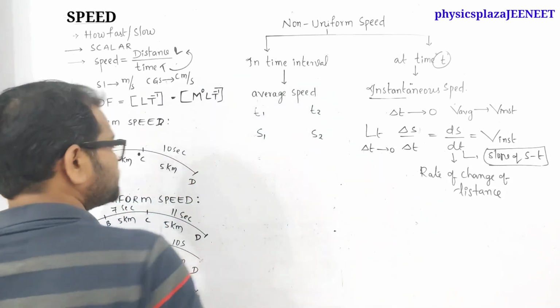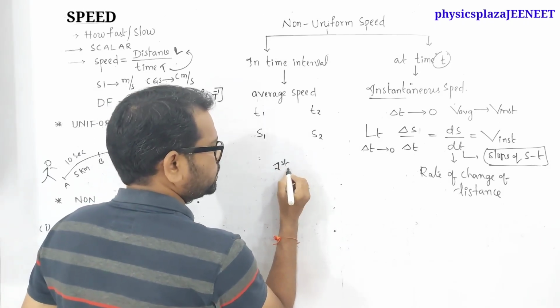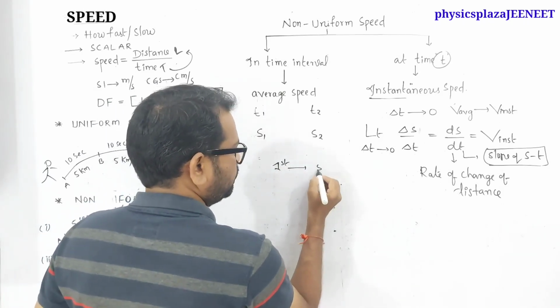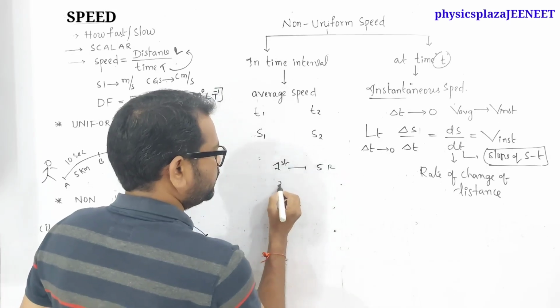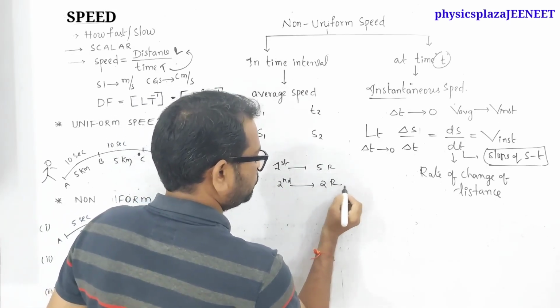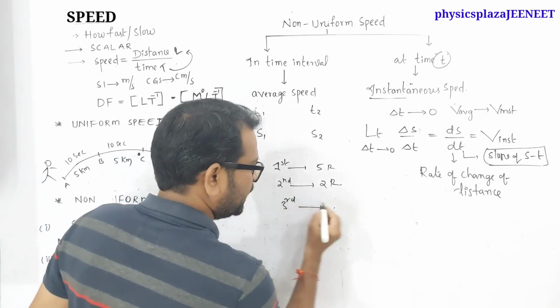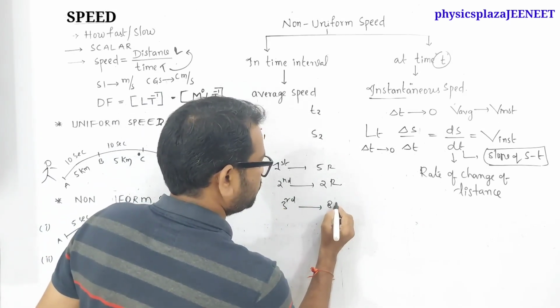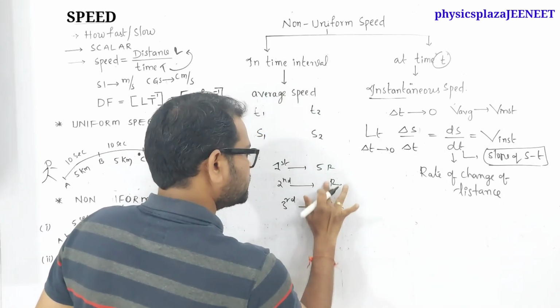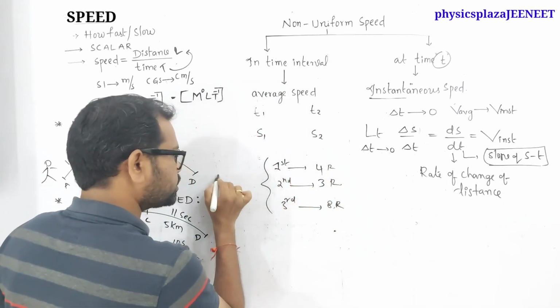For suppose, let us say that, children. In the first over, let us say the batsman hits 5 runs. In the second over, for example, 2 runs. And let us say in the third over, it is 8 runs. Or else, let us take 3 runs, and let us take 4 runs. Let us say only a 3 over match.